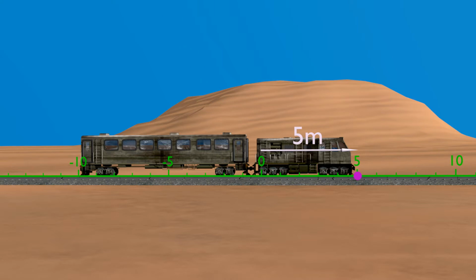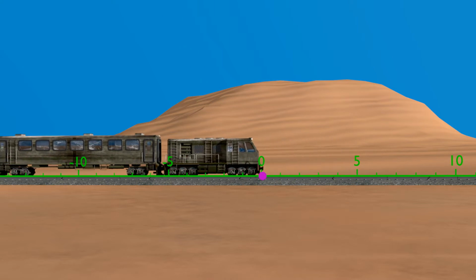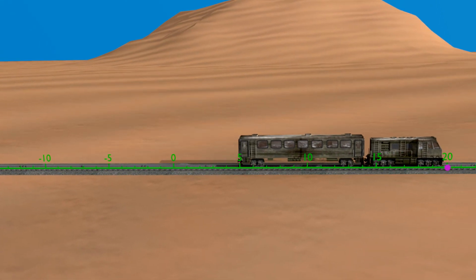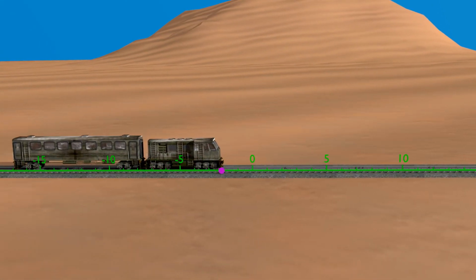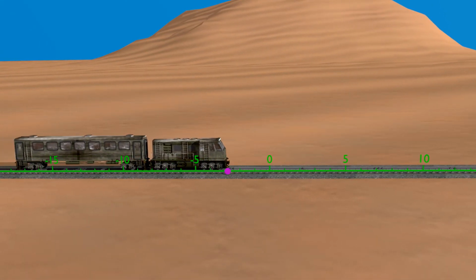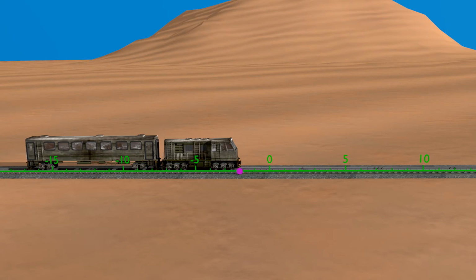Let's use another example. The train goes forward 20 meters. It goes back 25 meters. Then it goes forward another 3 meters. In total, it traveled 28 meters, but its displacement is minus 2 meters. So it doesn't matter how you get there, the displacement is just how much your position has changed by.